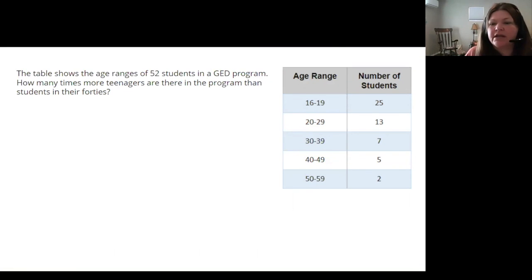So look at me, same exact graph, different question. And that's also like the GED. The table shows the age ranges of 52 students in a GED program. How many times more teenagers are there in the program than students in their 40s?